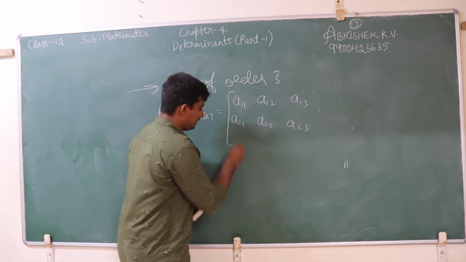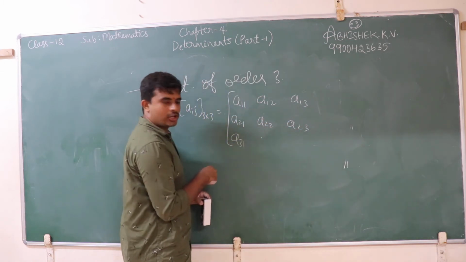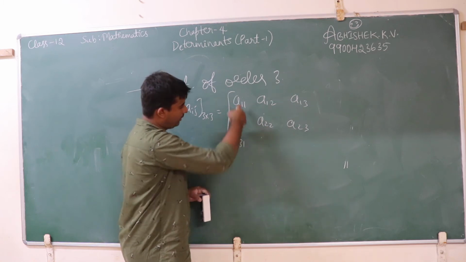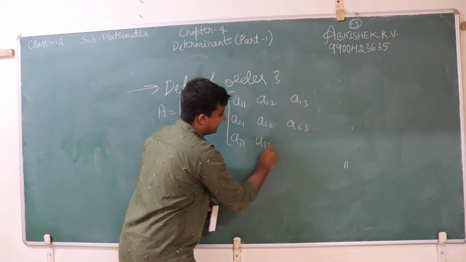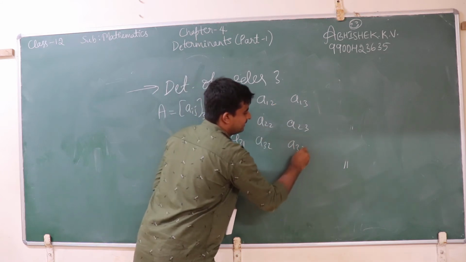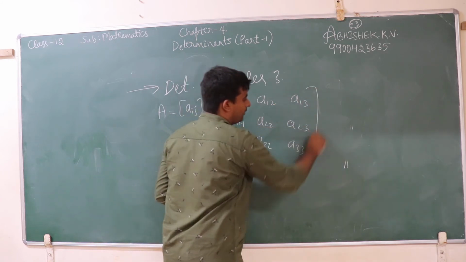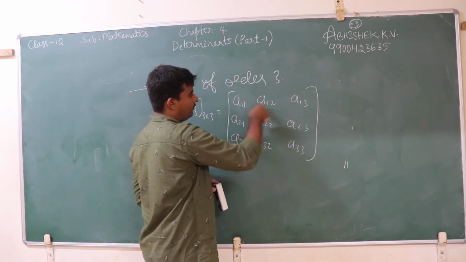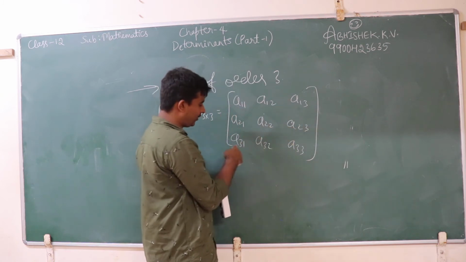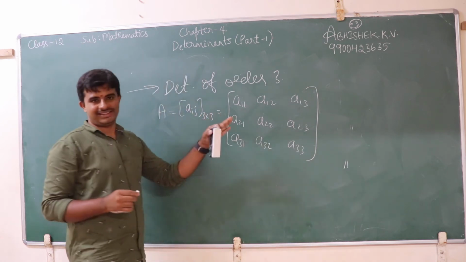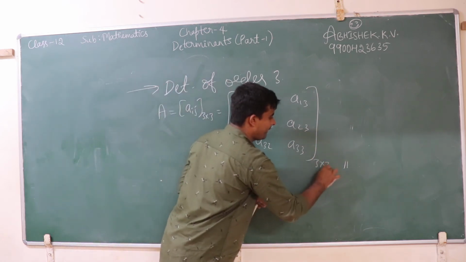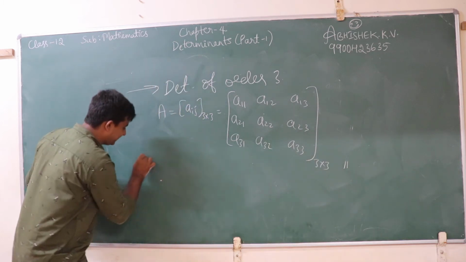Then third row, first column. See, first row, second row, third row, still it is in the first column, still in the second, still in the third column. But first row, 1, second row, 2, third row, 3. I hope you are all getting this. So this is the 3 cross 3 matrix. How can we define the determinant?